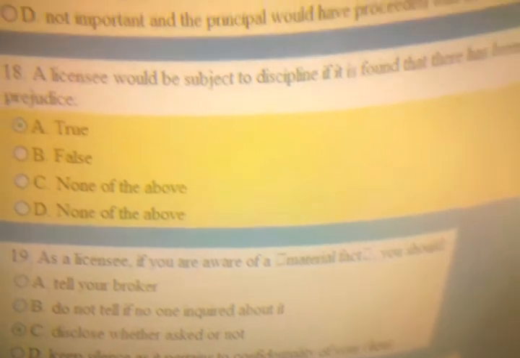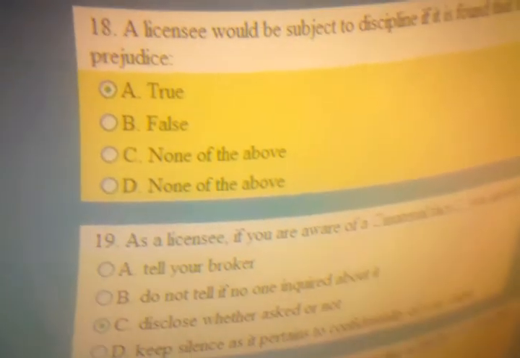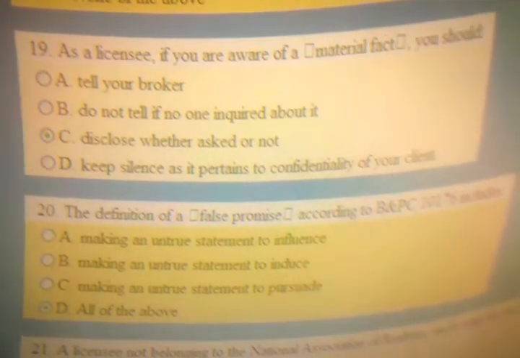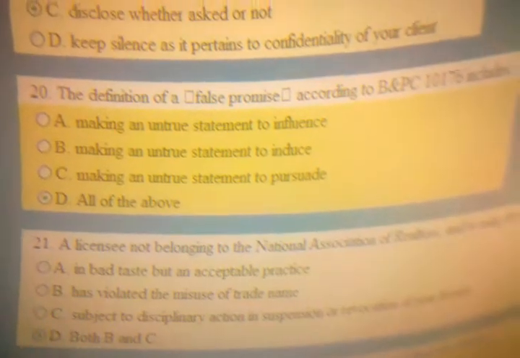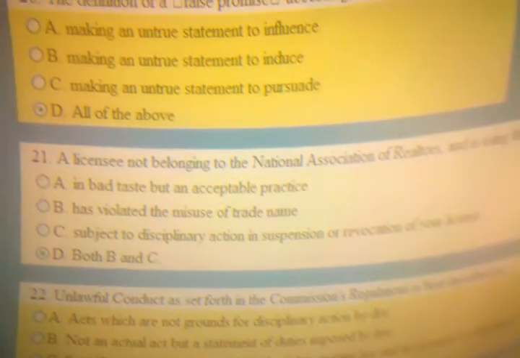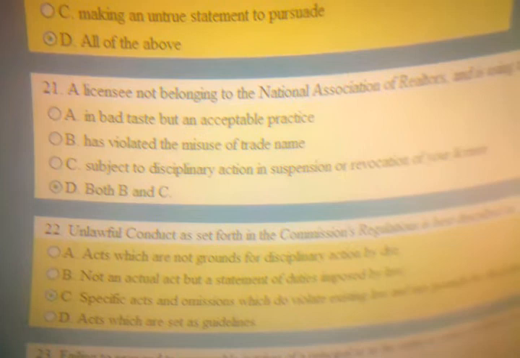A licensee would be subjected to discipline if it is found that there has been discrimination because of a marital status or physical handicap, among other reasons of prejudice. So, licensee would be subjected to discipline. True. As a licensee, if you are aware of material fact, you should disclose whether asked or not. The definition of false promise, all of the above, make a untrue statement to influence, to induce, and to persuade.